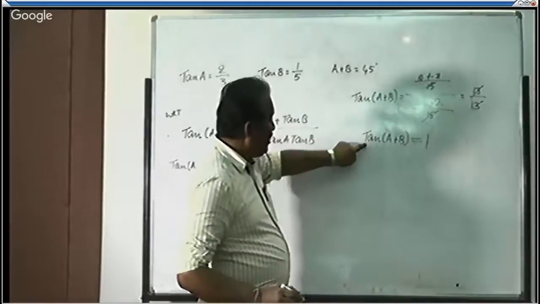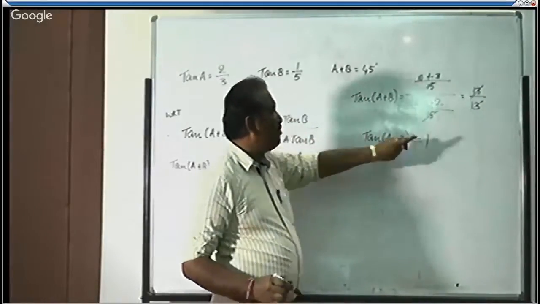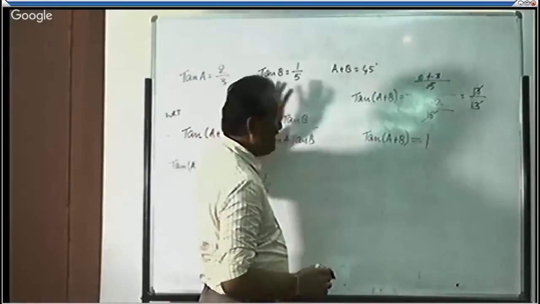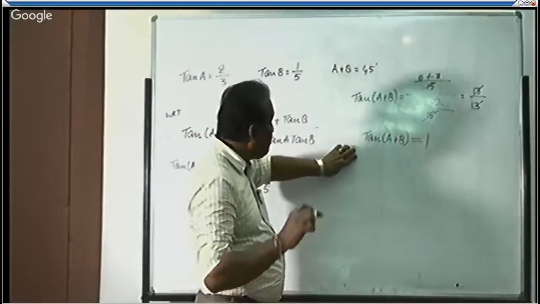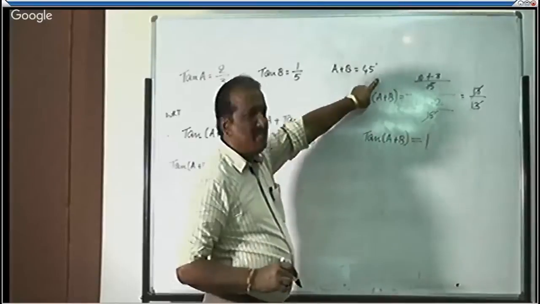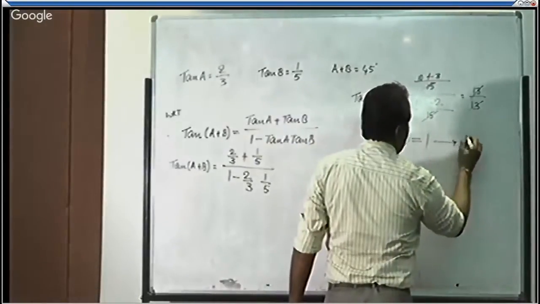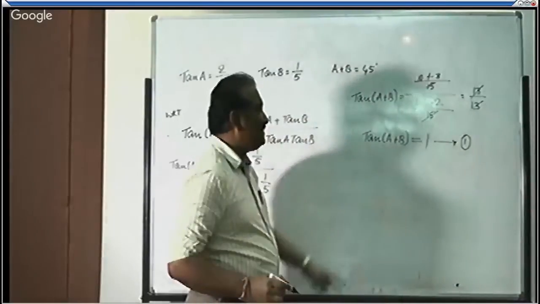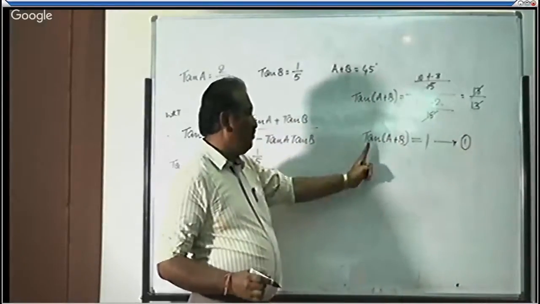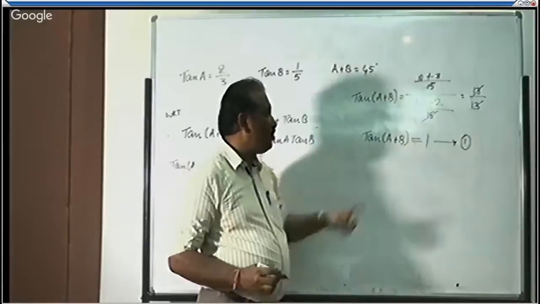So we get tan of A plus B is equal to 1 by applying the given data, but that is not what is required. We are required to prove A plus B is equal to 45 degrees. So by the inspection method, you are going to prove this. You will get the required result as equation 1. So we get tan of A plus B is equal to 1.